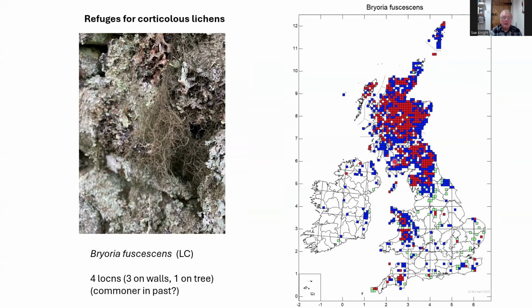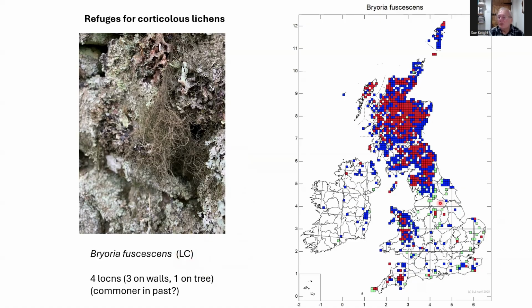And here's an example of Bryoria fuscescens, which is of only least concern in terms of its conservation status, but for us is unbelievably rare. We've only found it on 4 occasions, 1 on a tree and 3 times on walls. Maybe it was more common in the past. But I'm just intrigued by why this should be flagged up as of least concern.